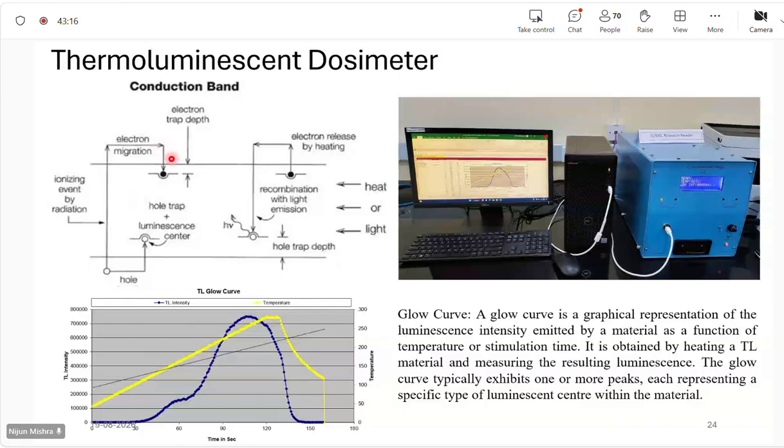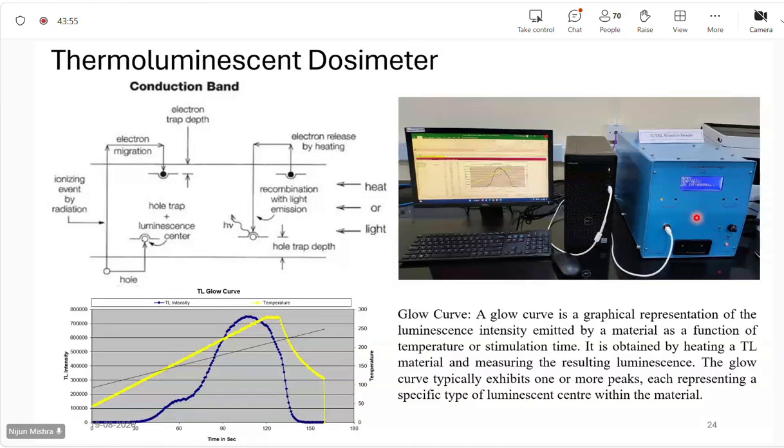When we provide heat or light, heat meaning we stimulate it thermally, it will be released from the trap and again go to the band, move in the band and then fall into the hole trap. When it falls into the hole trap, it releases energy as a light photon, which we can read with the help of a TL reader. In the TL reader, we have a PMT which can see this light and convert it into a detectable signal.